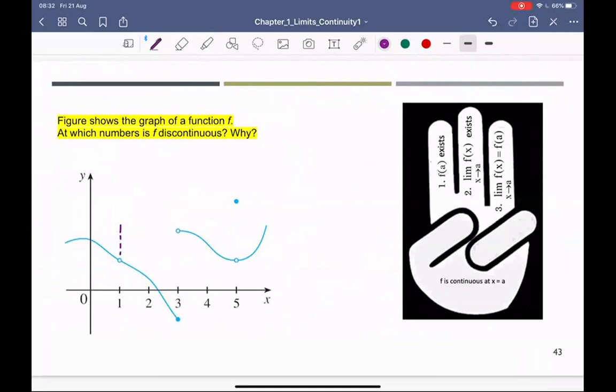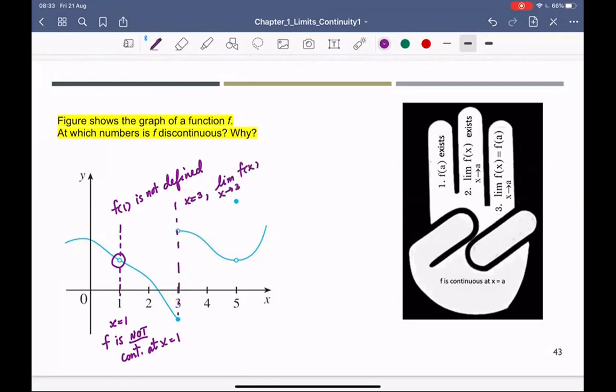Look at x equal to 1. At x equal to 1, we say that the function f is not continuous at 1 because f(1) is not defined. In terms of continuity, f(1) needs to be defined, right? So at x equal to 1, condition number 1 is not met, and the function is not continuous. At x equal to 3, we can see that the limit of f(x) as x goes to 3 does not exist, because the left-hand limit and the right-hand limit are not equal to each other. So the function is not continuous at x equal to 3.